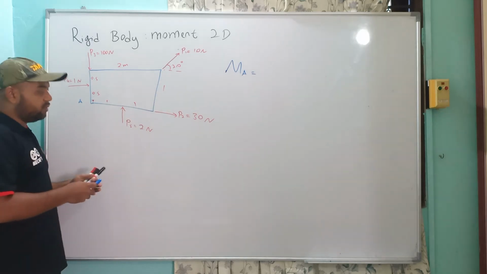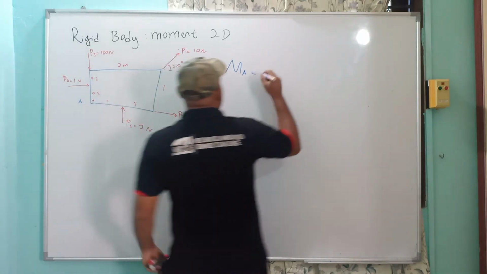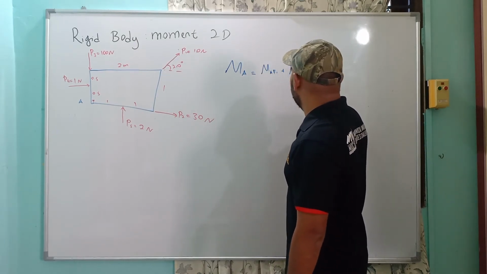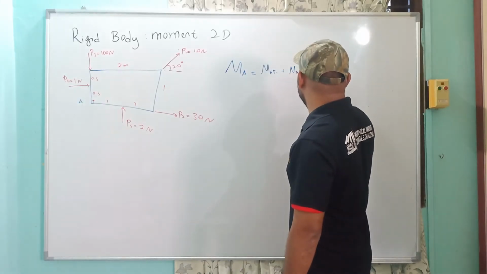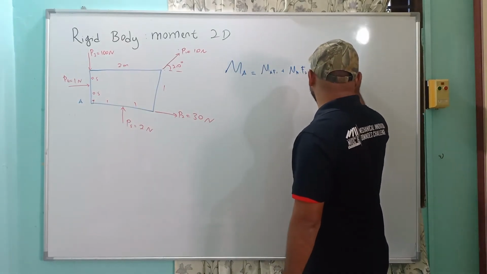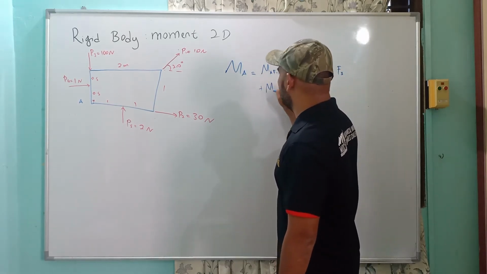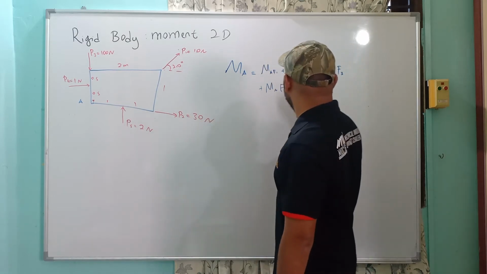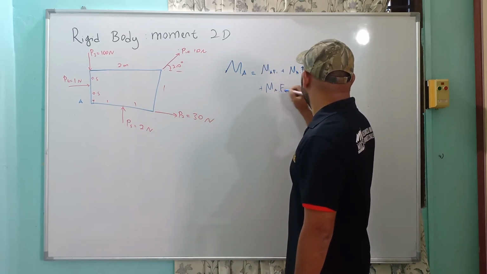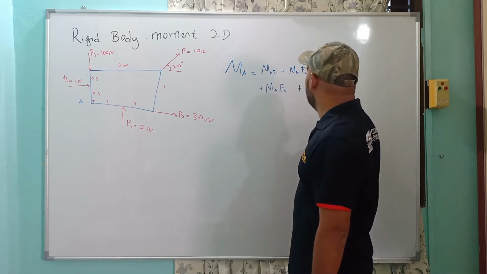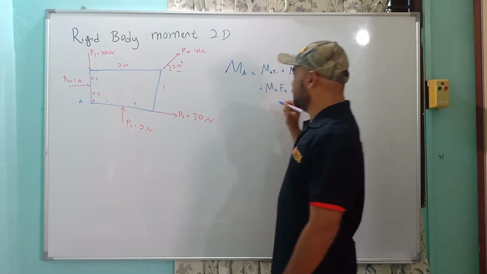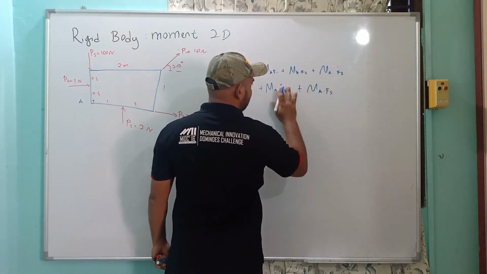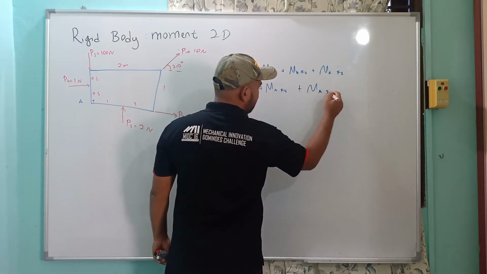So what we will do is, we will calculate the moment at point A because of F1, plus moment at point A because of F2, plus moment at point A because of F3, plus moment at point A because of F4, we don't have 4 for that one, okay, plus moment at point A because of F5. This is not times F1, F2 and so on. This is because of F4, F5 and so on.